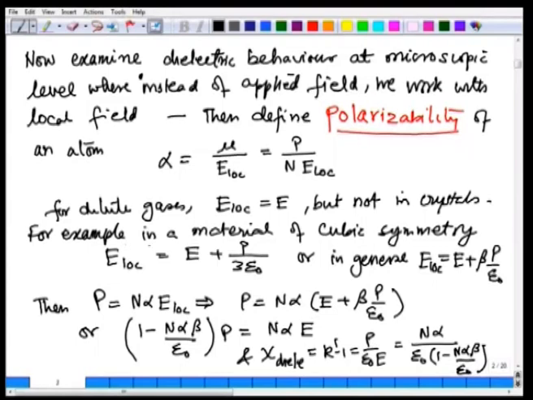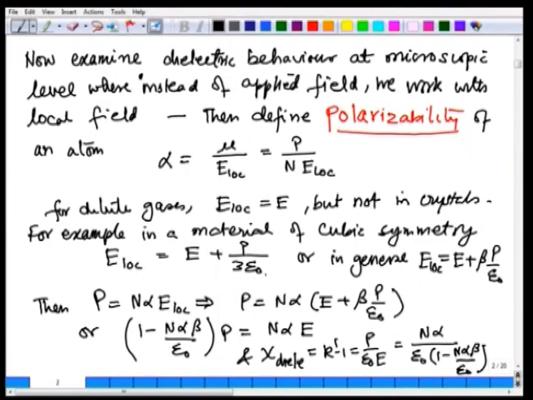For example, if you take crystalline materials which have cubic symmetry, and you have E as the applied field, then this E field will produce a polarization P such that the local field inside the material at a point becomes equal to E plus P by 3 epsilon naught. This is relatively easy to prove, but I am not going to go through it in this class.